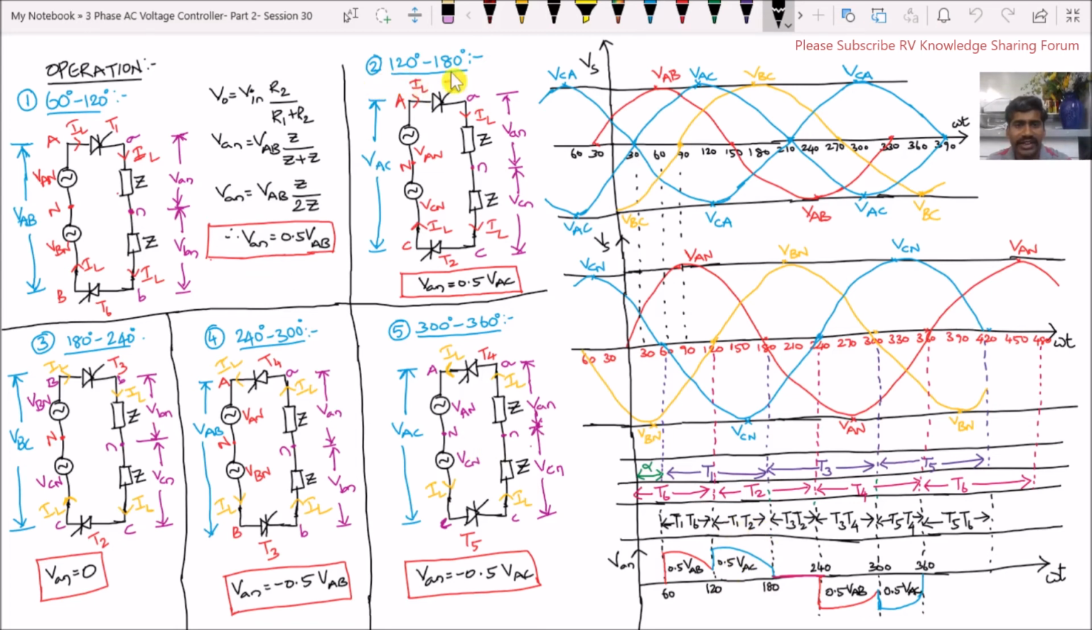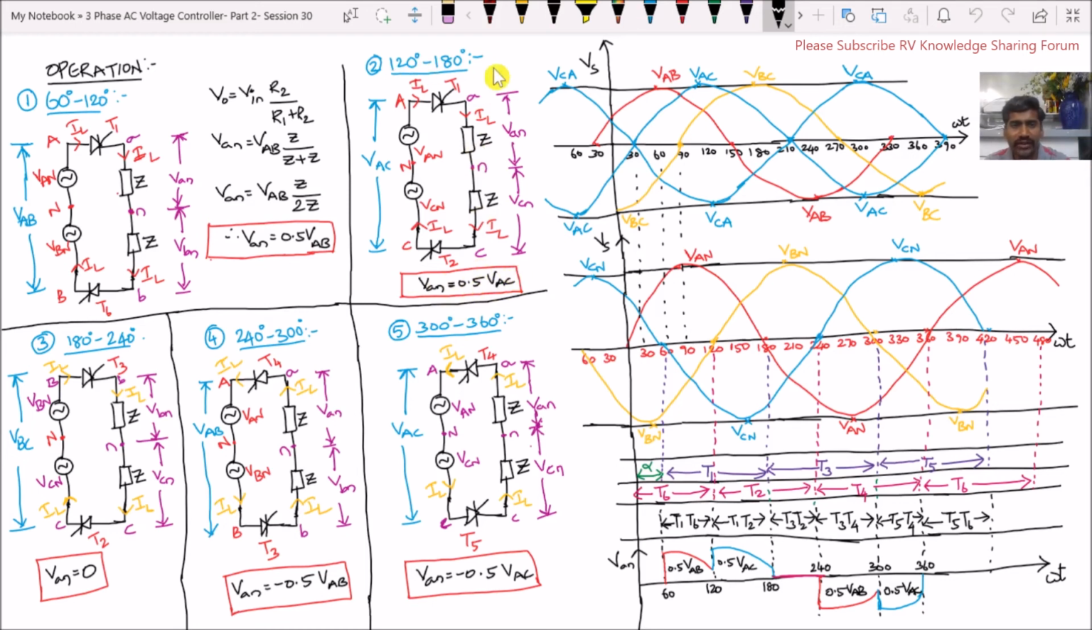So from 120 degrees to 180 degrees, the current flows through the thyristor T1, the impedance load, and the thyristor T2. So the voltage which appears across our impedance load is VAN and VCN. As we did in the earlier mode, if we apply the voltage divider rule, we will get the voltage across our output phase VAN as 0.5 VAC. That means the voltage across our impedance load is VAN equal to 0.5 times VAC.